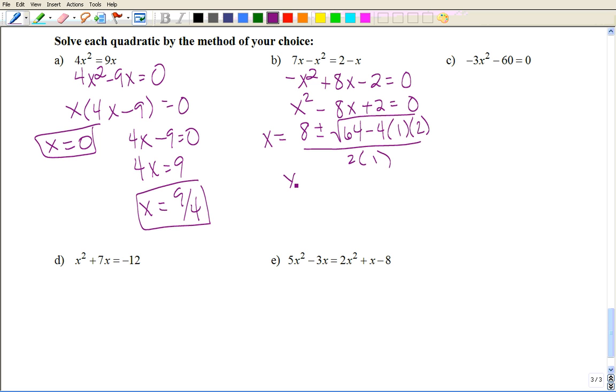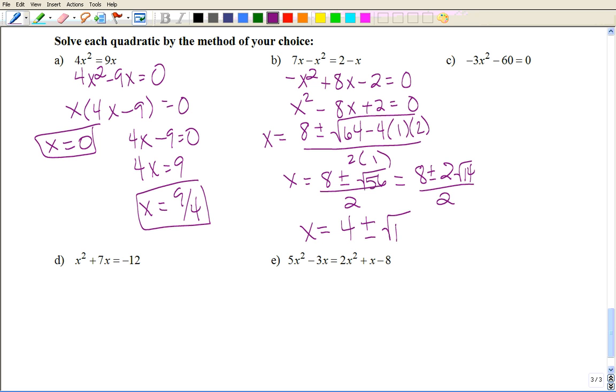So I'll get x equals 8 plus or minus the square root of 56 all over 2. The square root of 56 can be simplified to 2 square roots of 14. And then I can reduce to get x equals 8 divided by 2 is 4, 2 divided by 2 is 1, so there's my answer, 4 plus or minus the square root of 14.